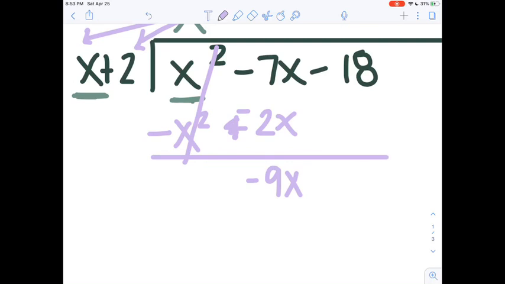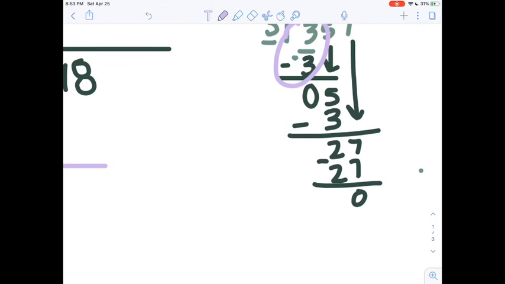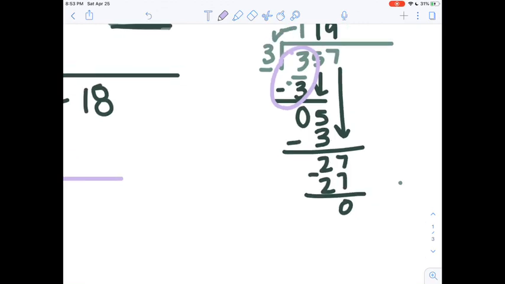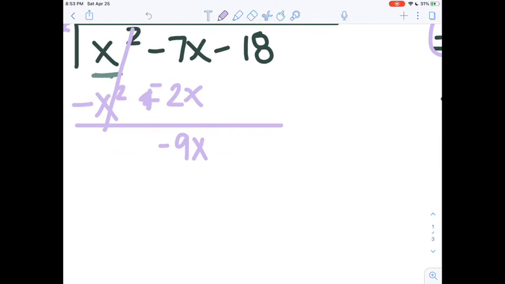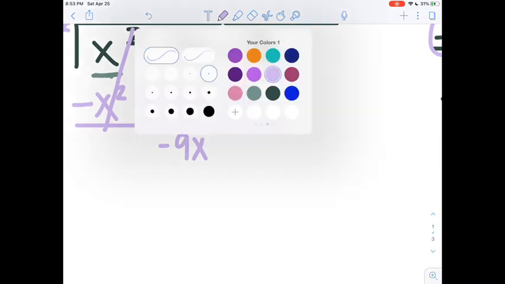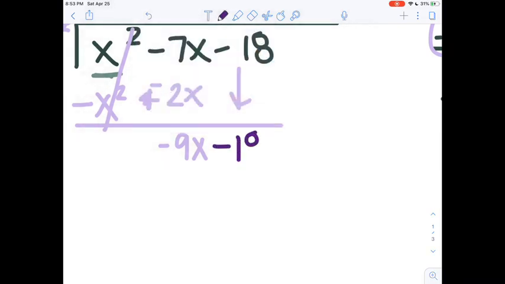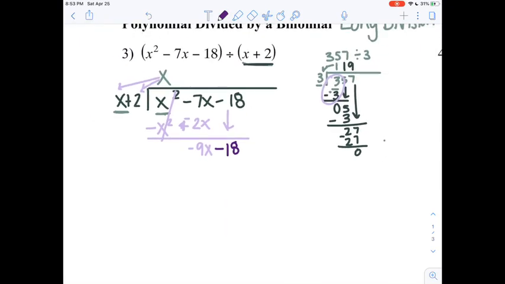Okay, and then once you get that remainder, look what we did. Here I got a remainder of 0, then I dropped down the 5 to get the next place. So I'm going to do the same thing here. I have to drop down the 18. Let me do it in a different color. So negative 18, and I'm going to go back to the beginning.